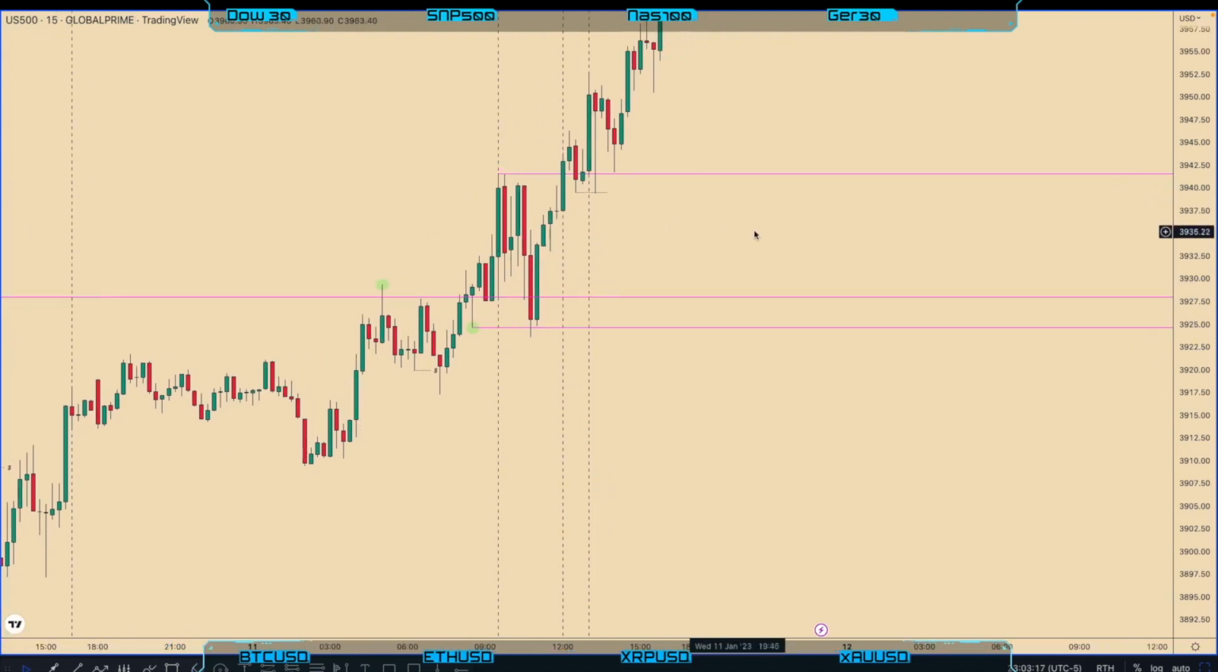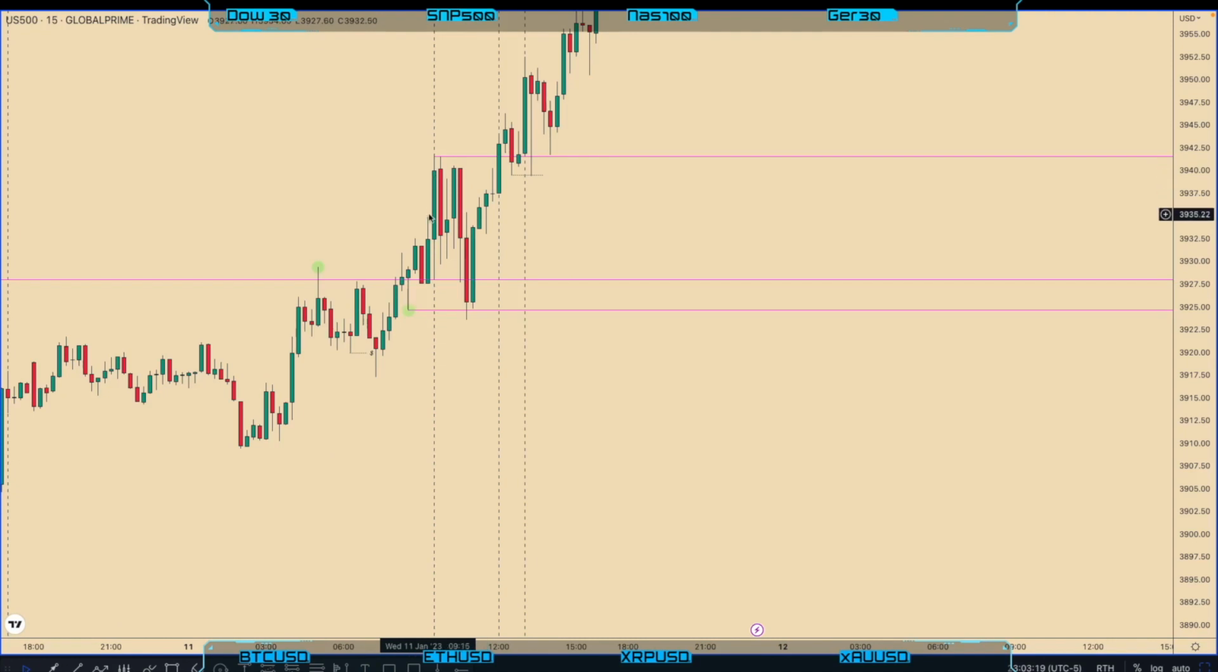There we go. Perfect. So as we can see, price pushes to the upside coming out of London session, pre-New York session. The opening bell for New York session is going to be 9:30, which is here. We can see price moves to the upside. We had a little bit of consolidation throughout the morning. We had a swing high here. We had a swing high here.